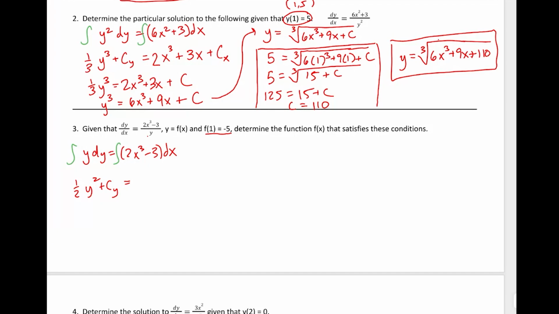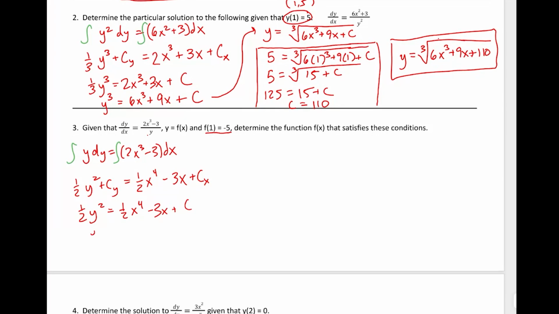Using the power rule over here, we're going to get x to the 4th. 2 divided by 4 is going to reduce to 1/2 minus 3x. And it has its own little c value there. So now I'm going to combine those c values. So I have 1/2 y squared equals 1/2 x to the 4th minus 3x plus c. Multiply both sides by 2. So I get x to the 4th minus 6x. And then 2 times a constant is really still a constant.